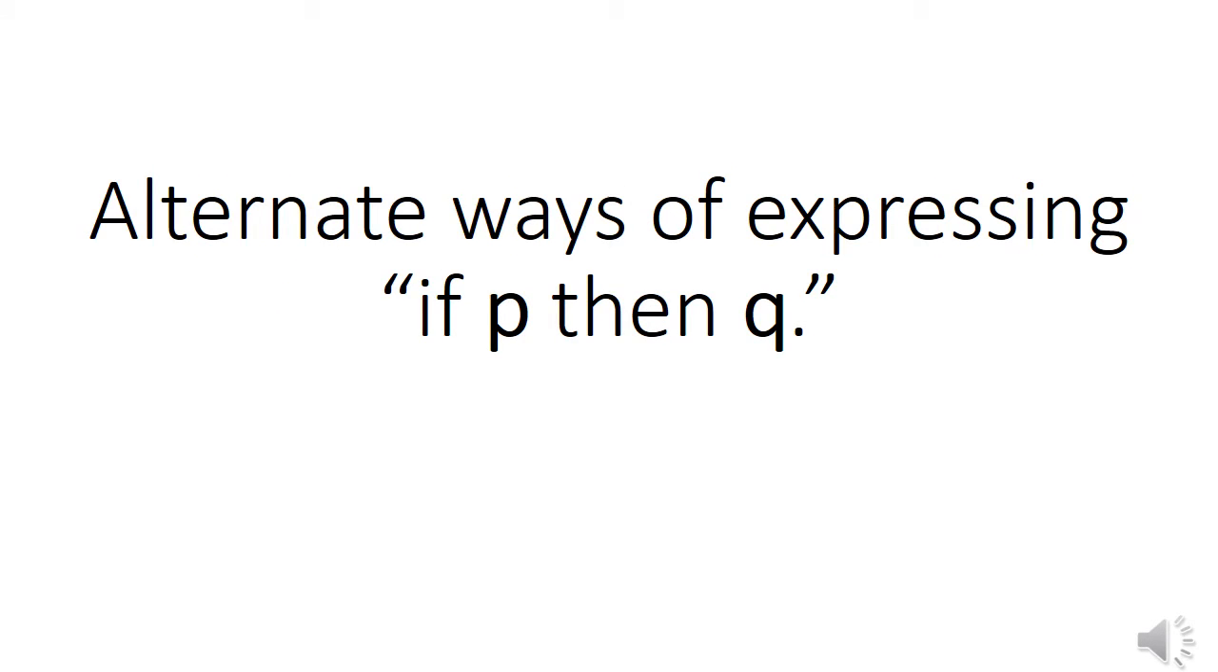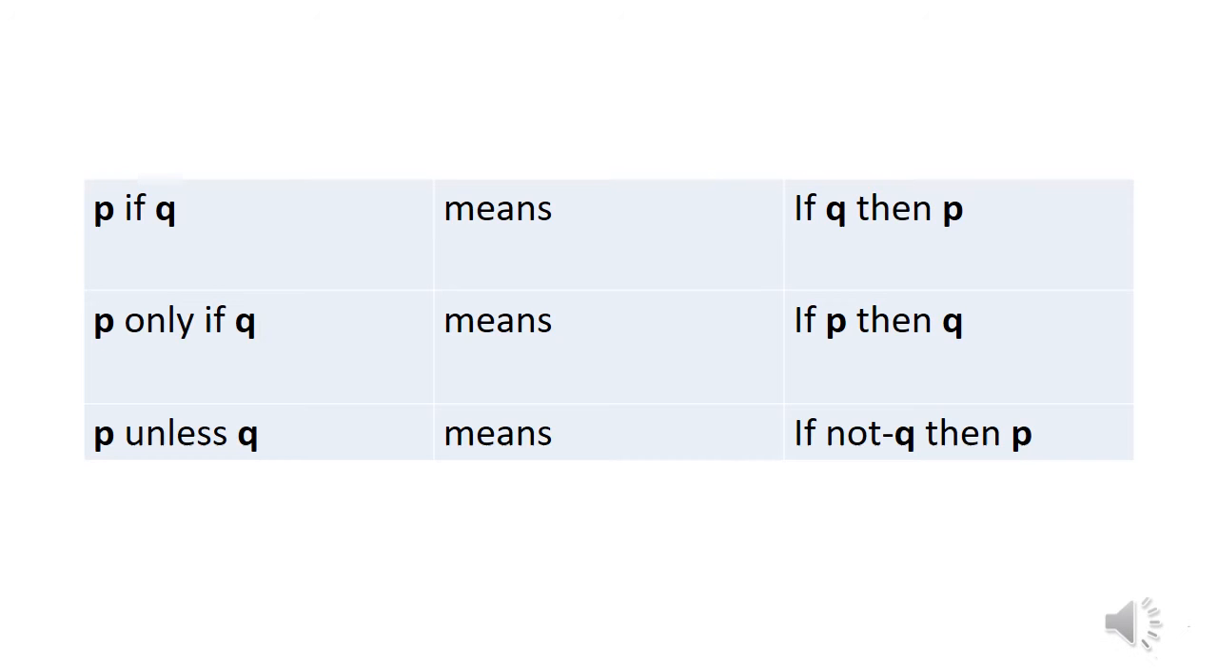One big difference between this exercise and the last one is that you will need to know about alternative ways of expressing if P, then Q. Three of the most common are: P if Q means if Q, then P. P only if Q means if P, then Q. P unless Q means if not Q, then P.